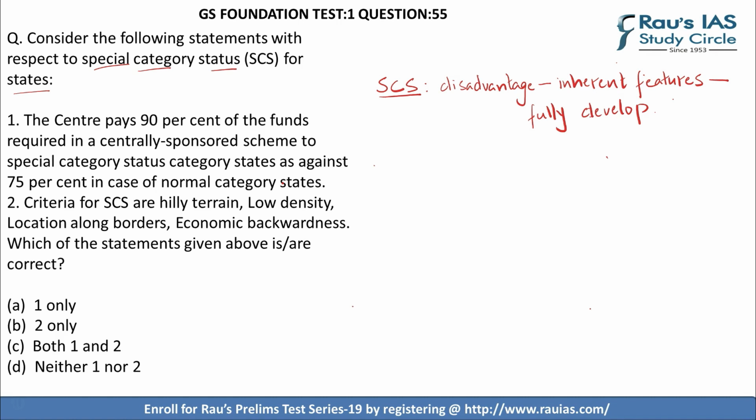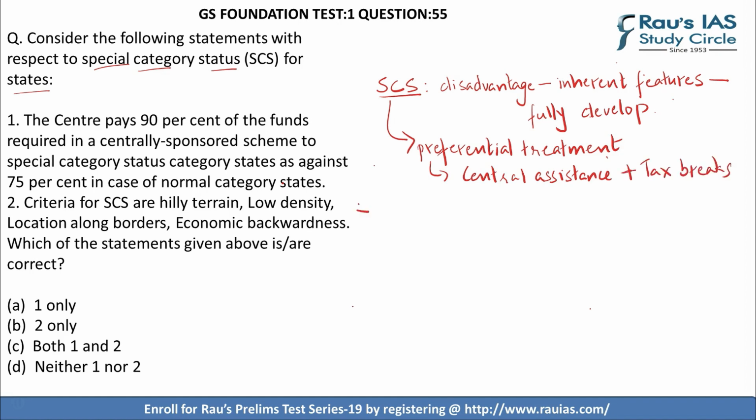Now, when such states get the special category status, they are provided with a preferential treatment in the form of central financial assistance and tax breaks. Now, this concept was introduced in 1969 by the 5th Finance Commission. Therefore, please bear in mind that there is no mention of special category status in the Constitution of India.